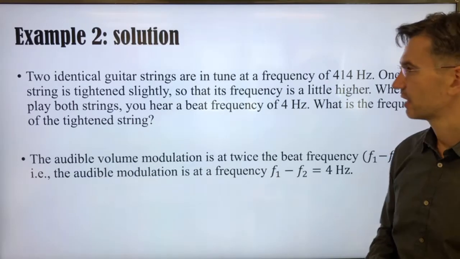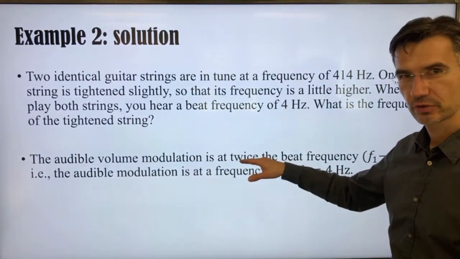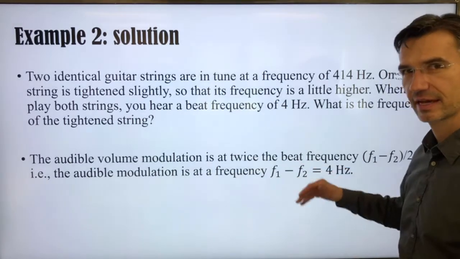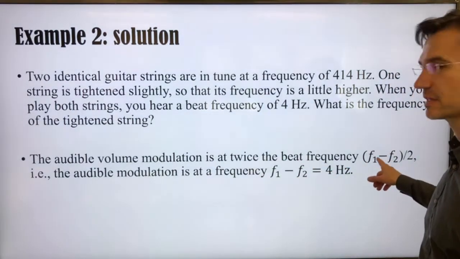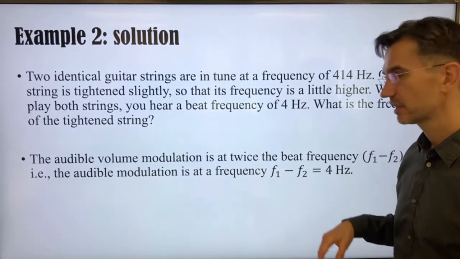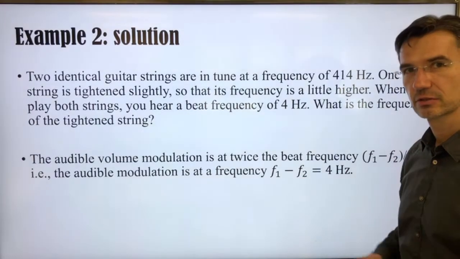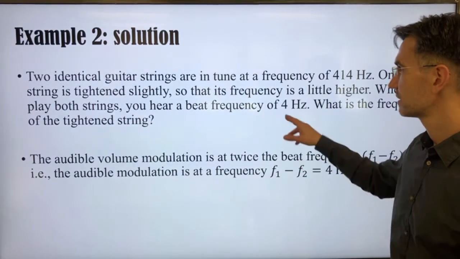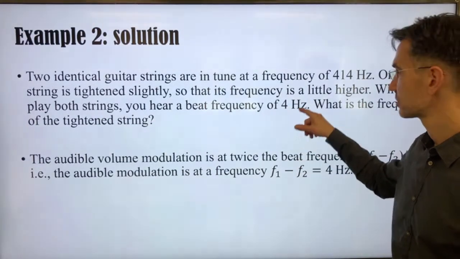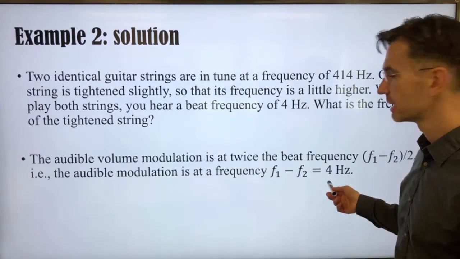So here's our solution. We have the audible volume modulation, and that, as we already explained, happens at twice the actual beat frequency. And the beat frequency is f1 minus f2 over 2. So the audible modulation that we hear actually happens at a frequency twice that, so that's just f1 minus f2. And we're told that the frequency of that audible modulation is 4 hertz. So f1 minus f2 is 4 hertz.